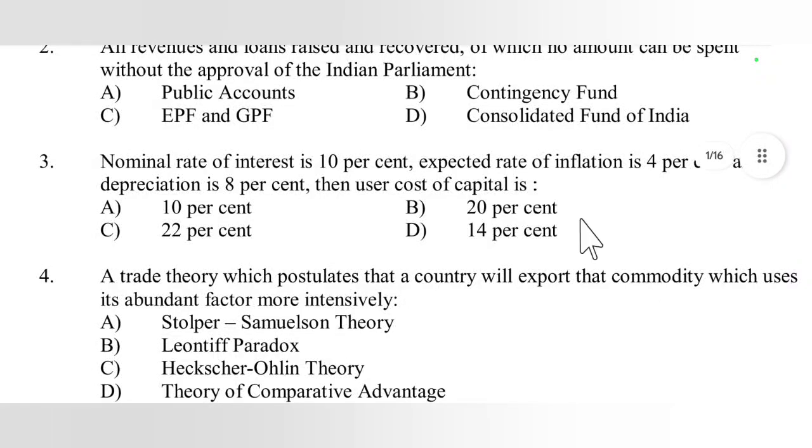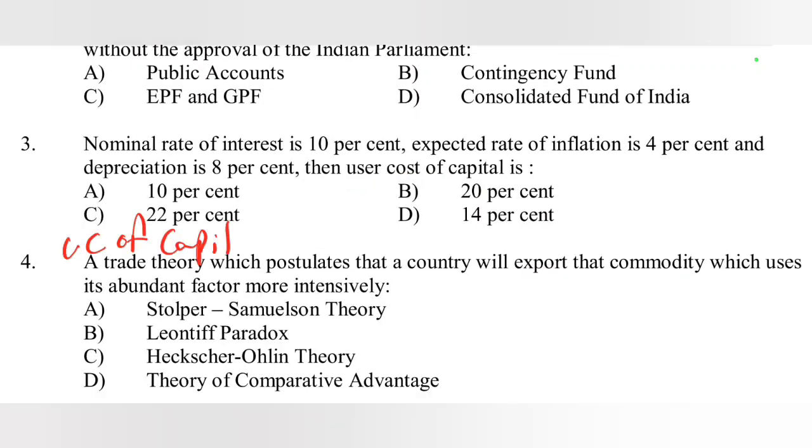Then question number 3: nominal rate of interest is 10%, expected rate of inflation is 4%, and depreciation is 8%. Then the user cost of capital? Here we have to find the value of user cost of capital. The formula is: user cost of capital is equal to nominal interest rate plus depreciation rate minus inflation rate.